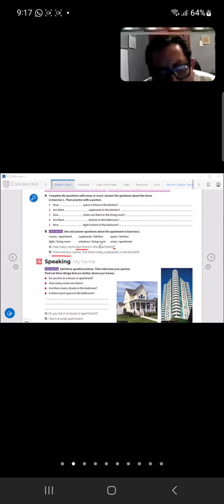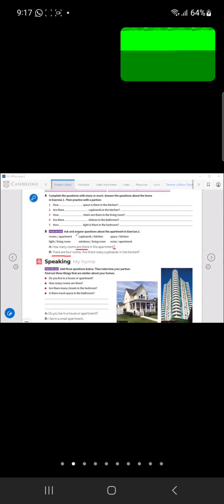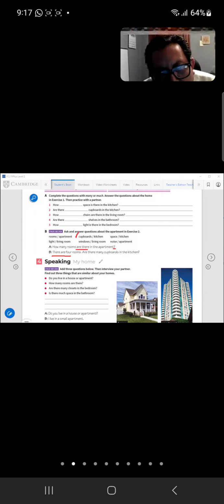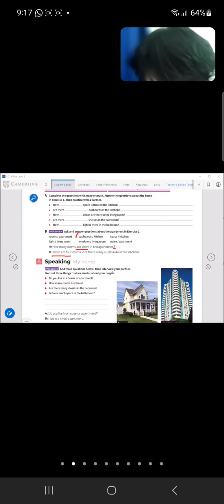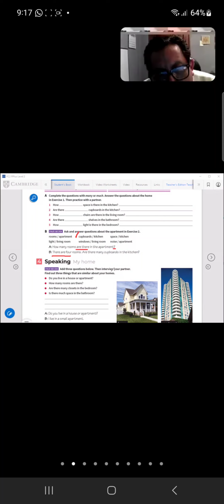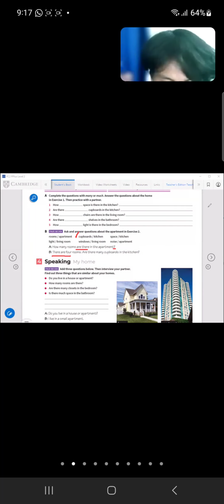Now, Mr. Kuchan, listen. Now, example with cupboards. Okay, teacher. How many cupboards are there in the kitchen? Exactly, my friend. Invéntate, por favor. Be creative. Invent. How many cupboards are there in the kitchen? There are 6 cupboards in the kitchen.